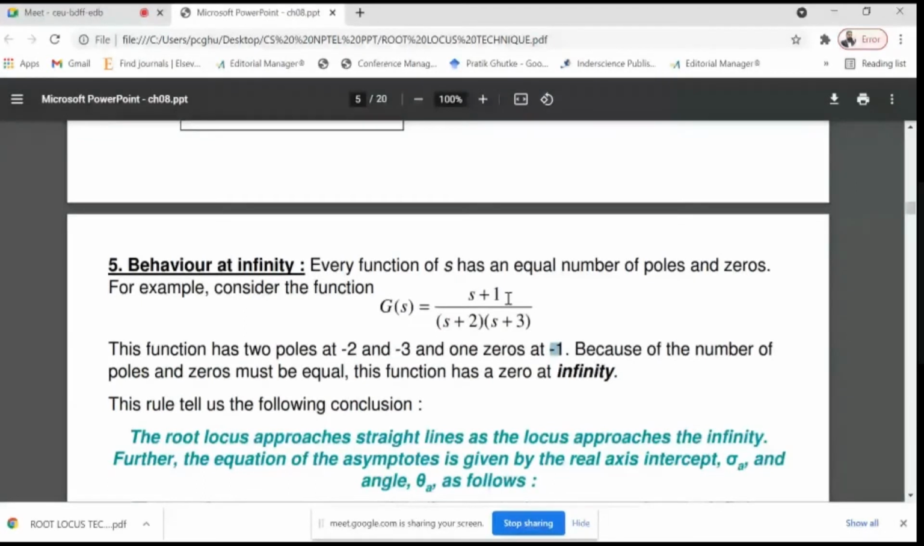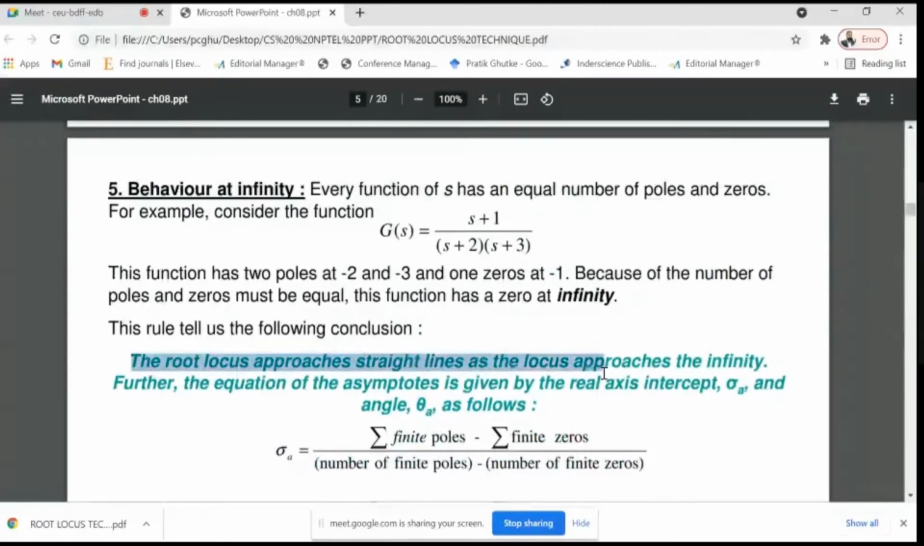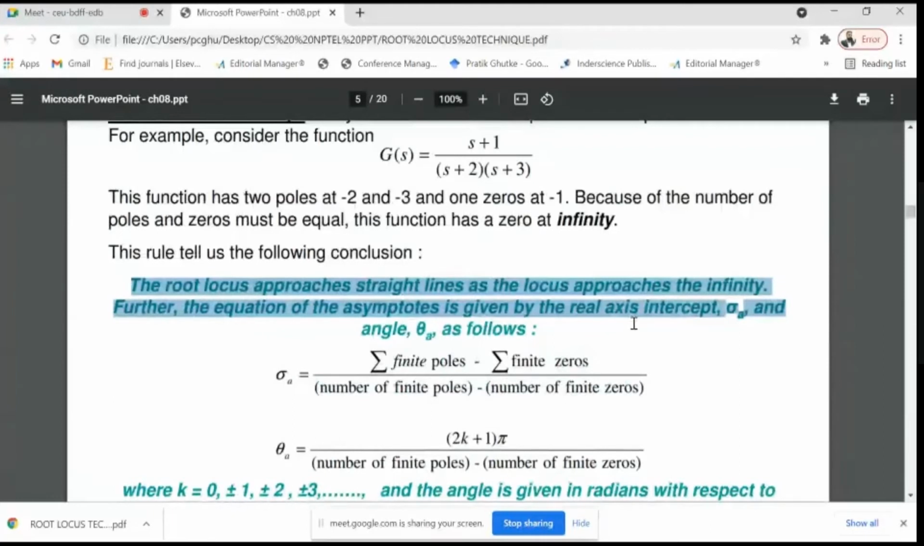The rule tells us the conclusion that the root locus approaches a straight line as the root locus approaches infinity. Further, the equation says the asymptotes on the real axis can be calculated as follows. How to calculate the asymptote? It is one of the concepts used while solving the root locus technique. What is this asymptote? The formula for calculating the asymptote is as follows.